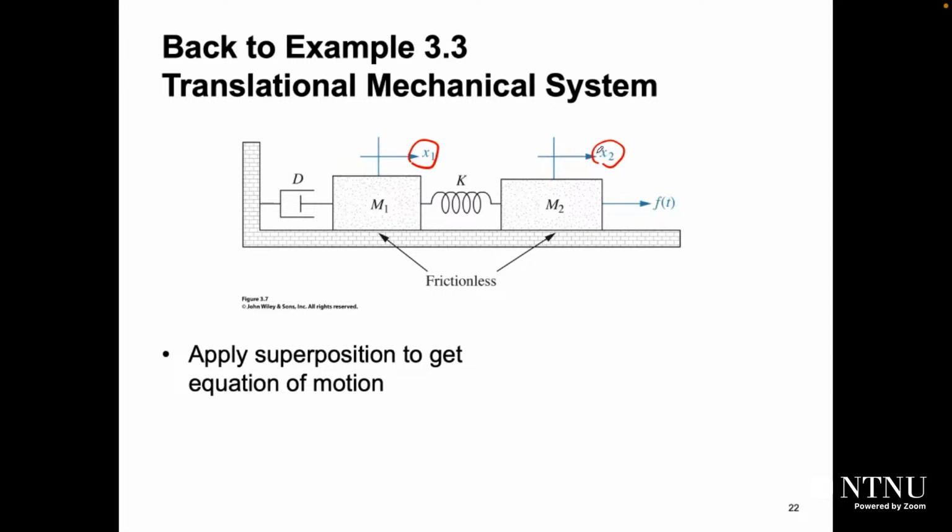So here, in fact, we will use superposition to get the equations of motion, and we have 2 states, x1 and x2. Remember, right? So we need to write the equation of motion, and after that, from this one, we will be able to develop our transfer function or state space representation.